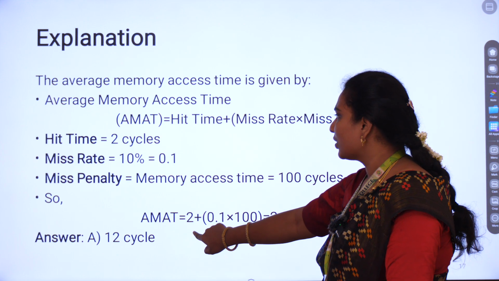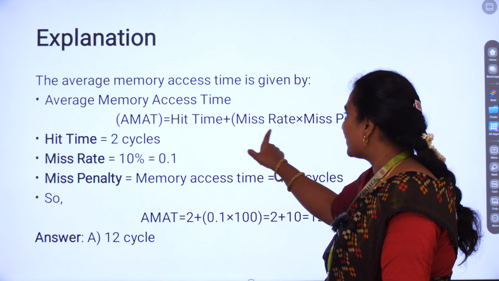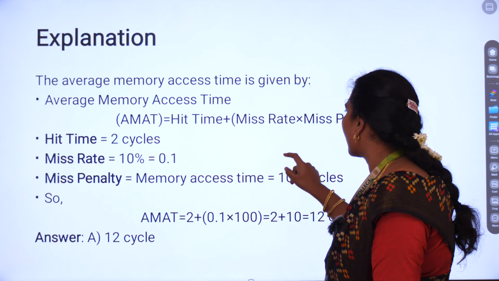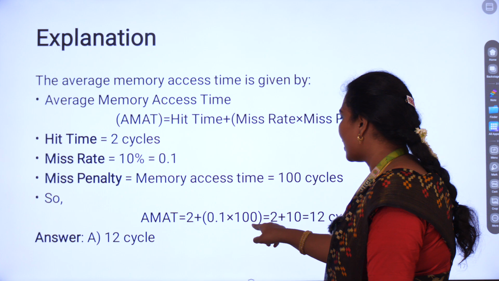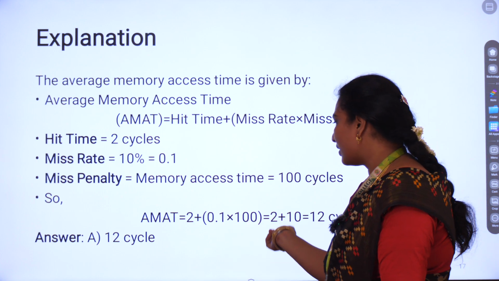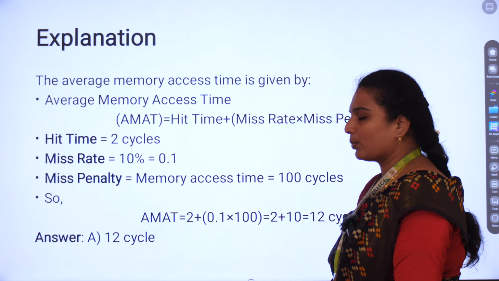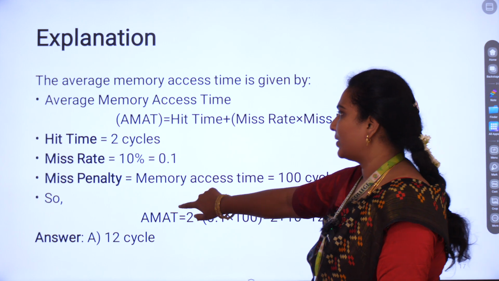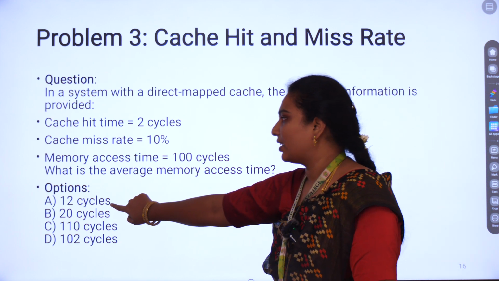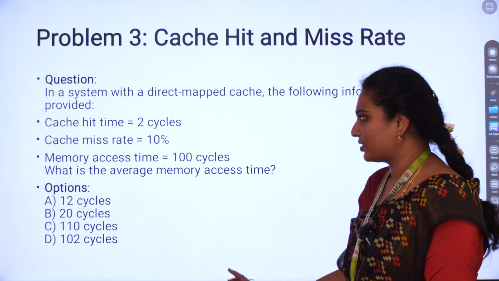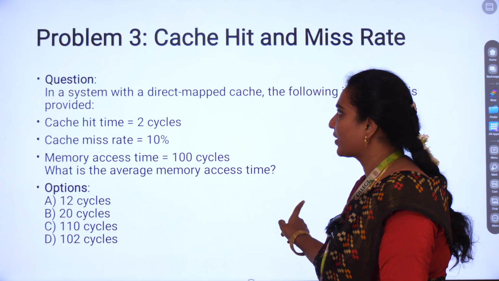Hit time is 2 cycles, miss rate is 0.1, and miss penalty is 100 cycles. After performing all these calculations, the final answer I am getting is 12 cycles. Whether the answer is available in the options, let us see. Yes, 12 cycles, so option A is the answer for this problem.